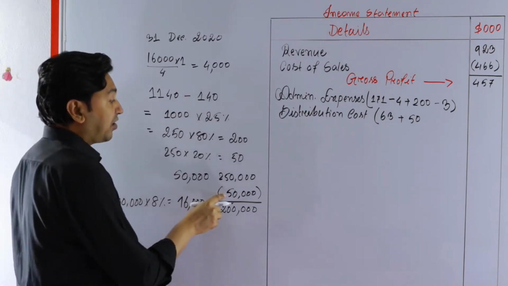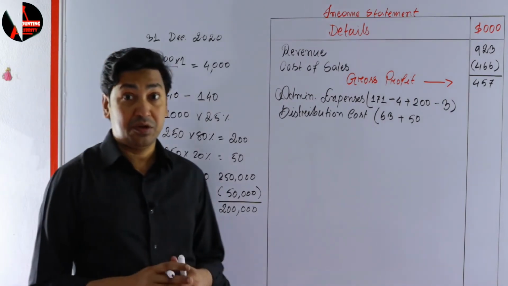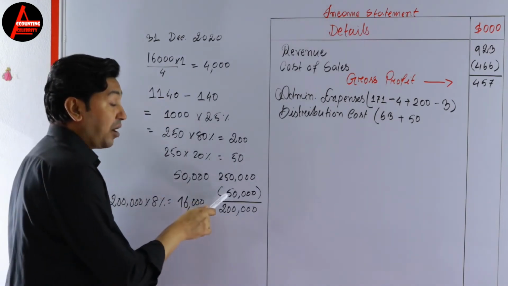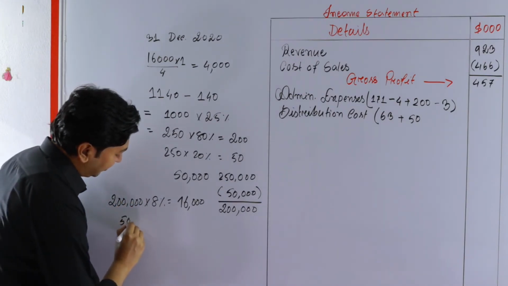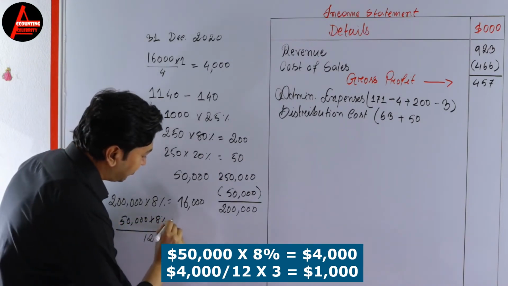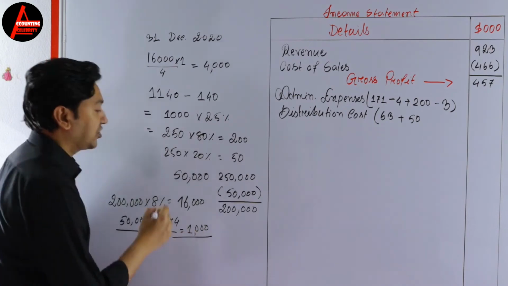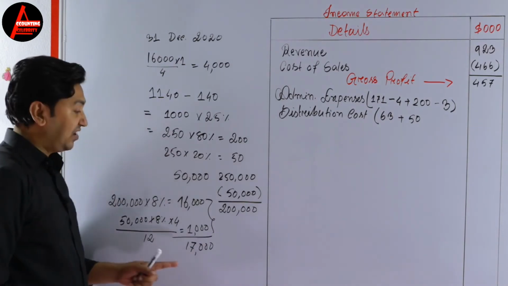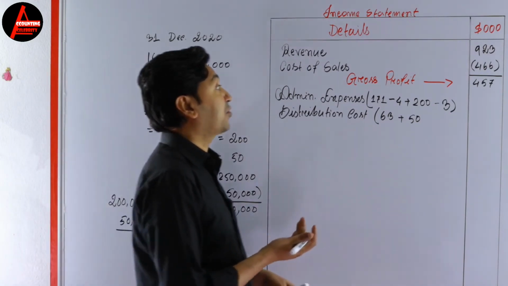Now this $50,000 was taken on 1st October. From October to 31st December, how many months? October, November, December, 3 months. That means we have to charge interest on this amount for 3 months. So how to do it? Same way, $50,000 times 8%, divided by 12 and multiplied by 3. How much comes? It is $1,000. So total interest is $17,000. This amount will be taken here. This is a finance cost. We'll take it later. First we have to calculate here.